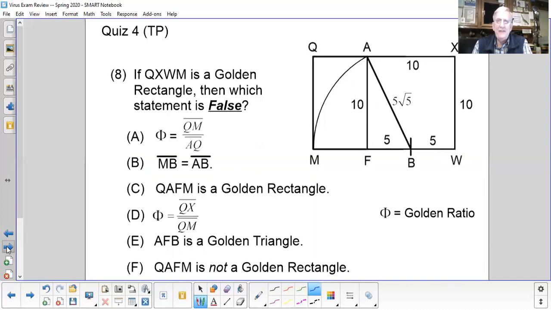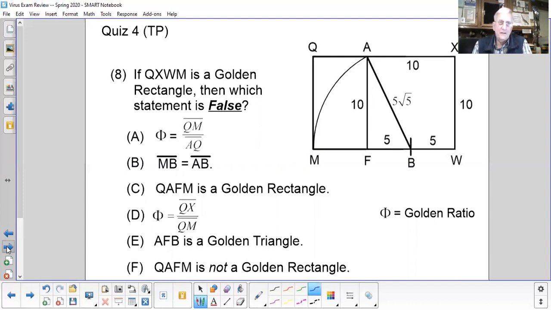Is QAFM a golden rectangle? Sure it is, because the 10 by 10 by 10 by 10 square removed from the large golden rectangle would leave a golden rectangle left over. Is phi the same thing as QX divided by QM? It most certainly is. QX is the top segment of the large golden rectangle, divided by QM should give us phi. I'm not sure if you can see that X, but it's up there.